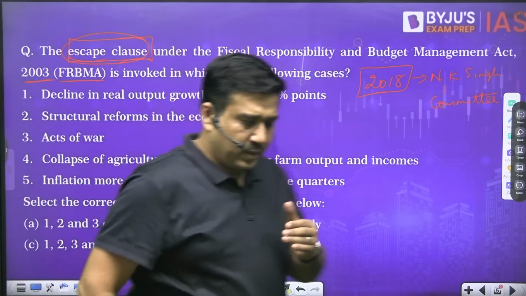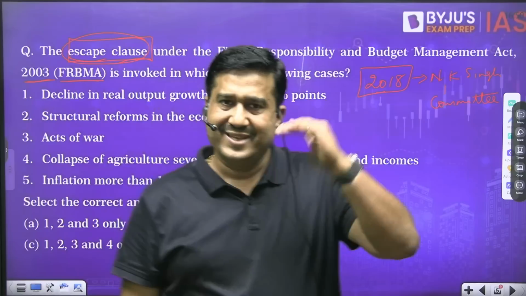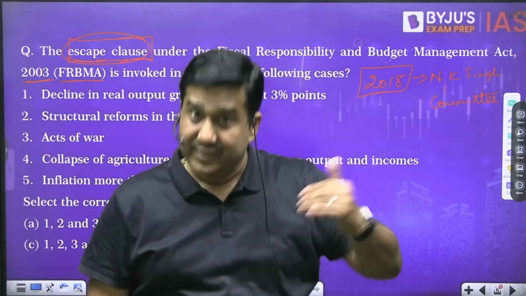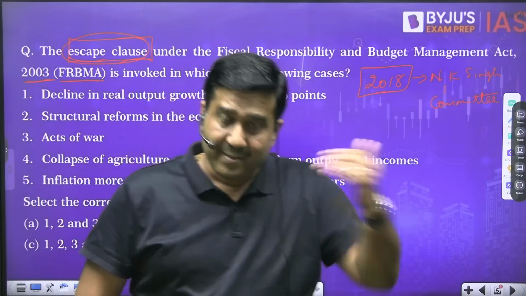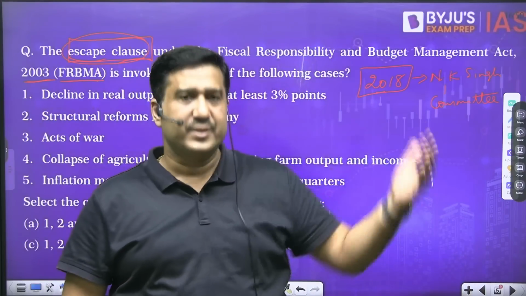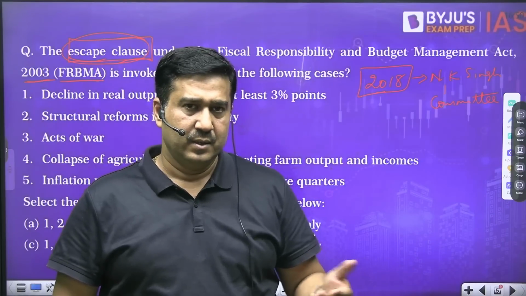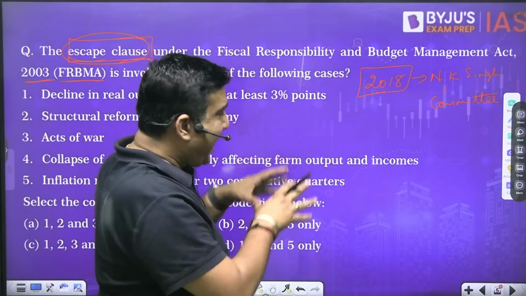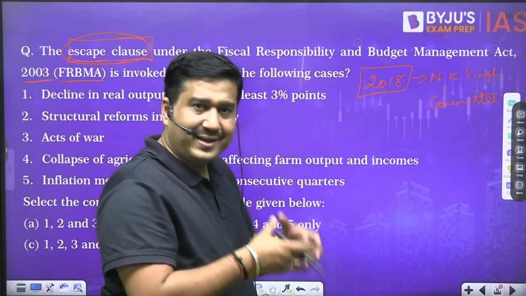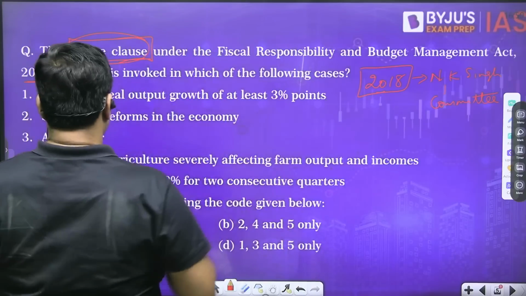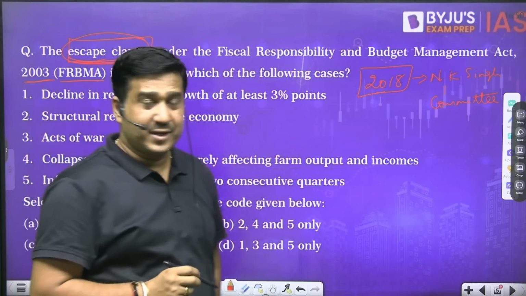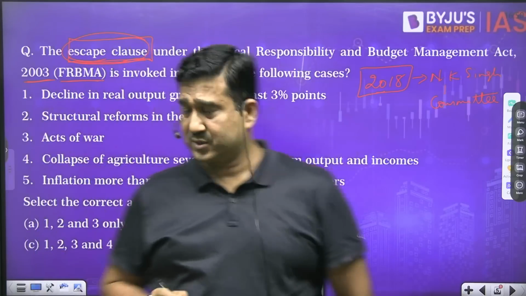Means FRBM puts certain ceilings. This much should be revenue deficit, this much should be fiscal deficit, this much should be primary deficit, etc. Government should not breach its deficit target, but government can break that. Actually, government can get some exemption under the escape clause. What are those conditions when government can invoke the escape clause?